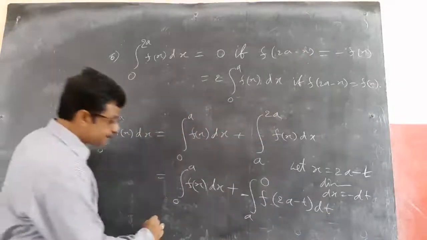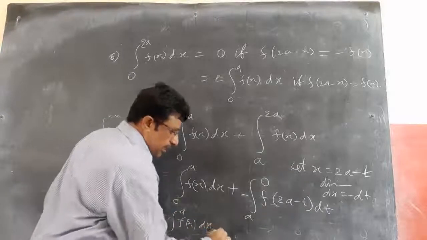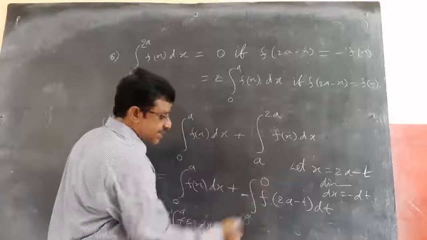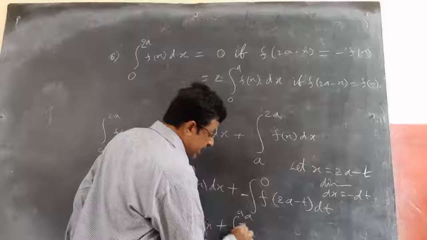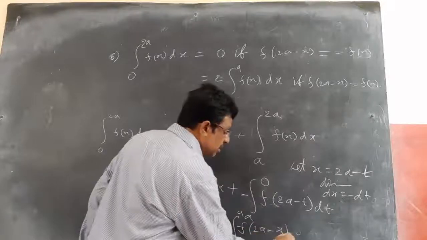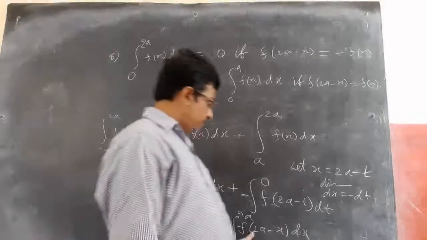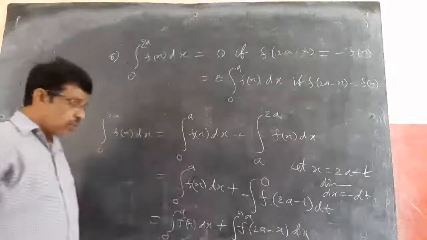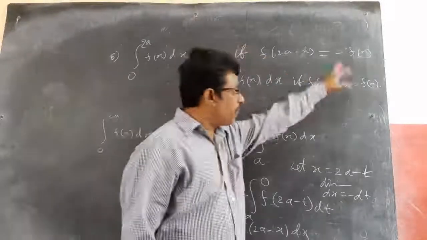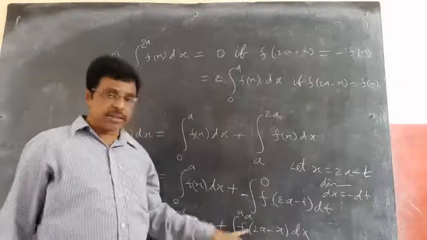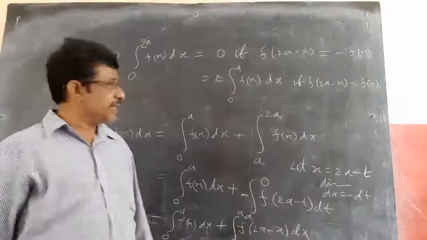So the function becomes the integral of 0 to a f(x) dx, this minus, I will change the limits again. So it becomes plus the integral of, instead of a to 0, I write 0 to a, f(2a minus x) dx, replacing the dummy variable with x. Now observe this: if f(2a minus x) equals minus f(x), this becomes f(x) minus f(x), which is 0. If this is equal to f(x), then 2 times the integral of 0 to a f(x) dx.